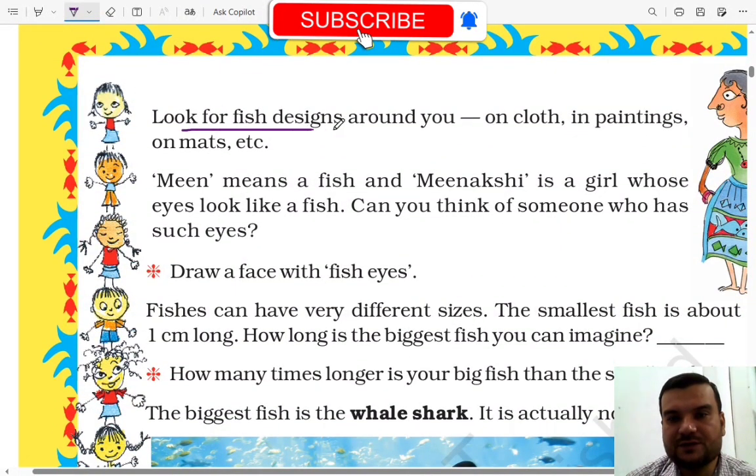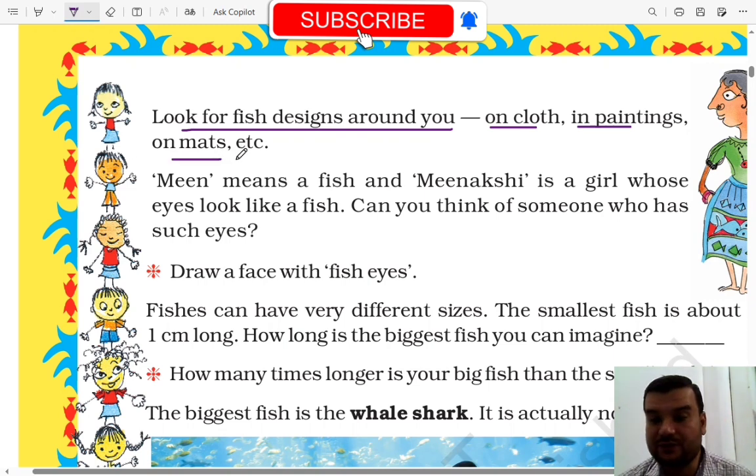Look for fish designs around you on cloths, paintings and mats. So you have to try this. You have to see around you some designs of fishes on cloths, okay, on a painting you can say, and on mats also you can see.